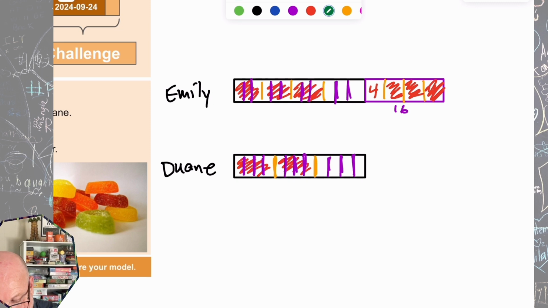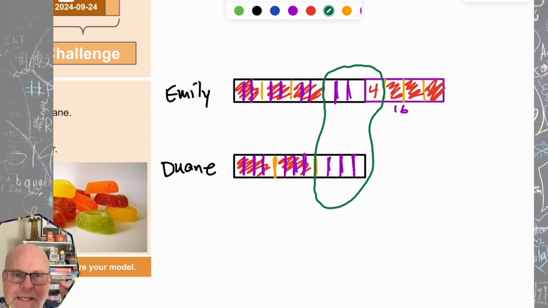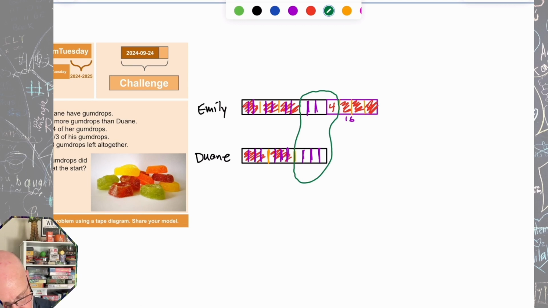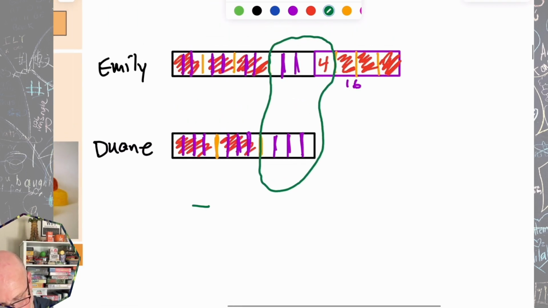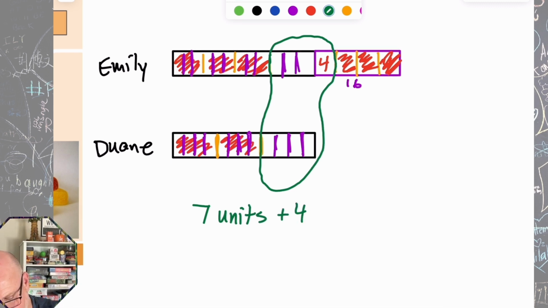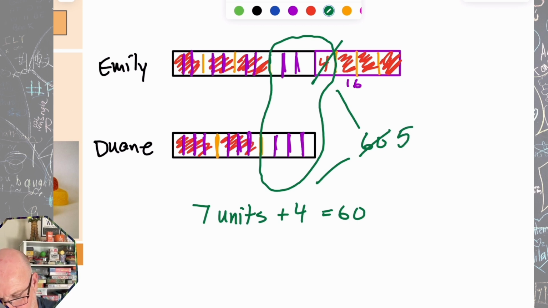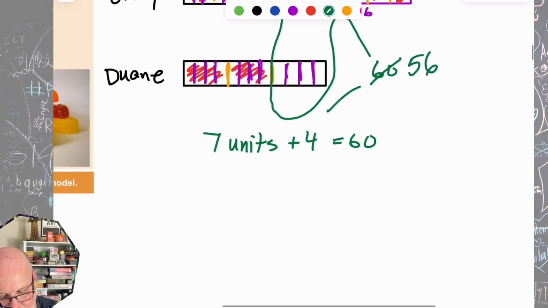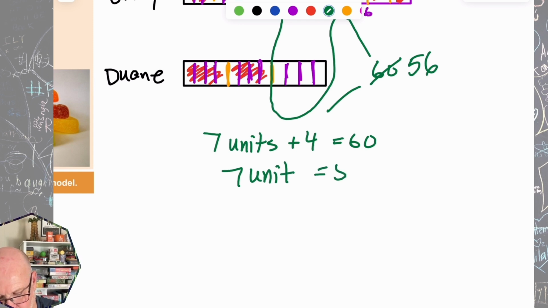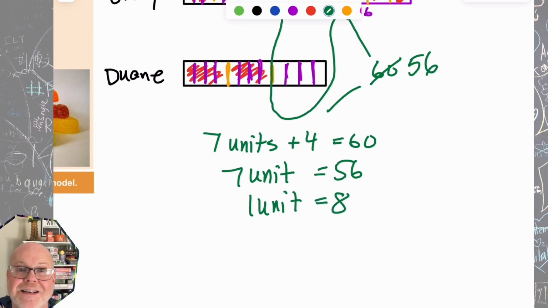And we know that these units right here are equal to 60 gumdrops. So that's 7 units plus those 4 extra is equal to 60. So if we cross off these 4, this is really 56. So that means 7 units is really equal to 56 gumdrops. So 1 little unit is equal to 8 gumdrops.